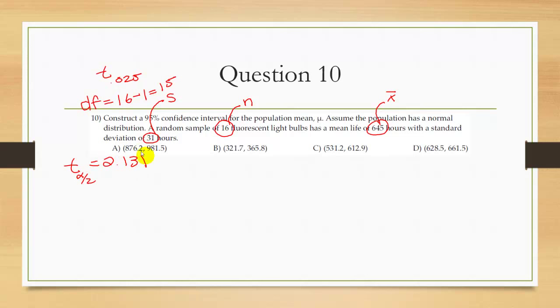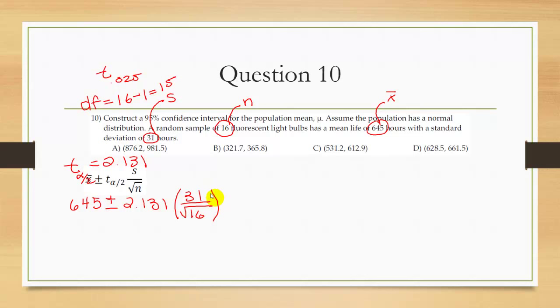And again, we just got that off the t-table with degrees of freedom of 15 and an alpha over 2 value of 0.025. All right, so let's use the formula. Our sample average was 645. And we're going to add and subtract the margin of error, which is just 2.131 times S, which was 31, over the square root of n, which was 16.